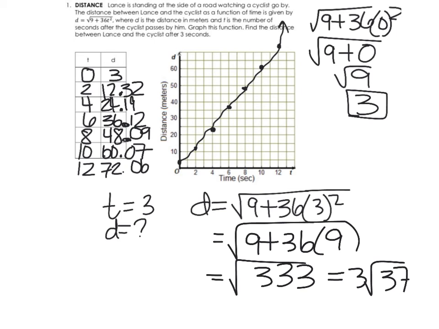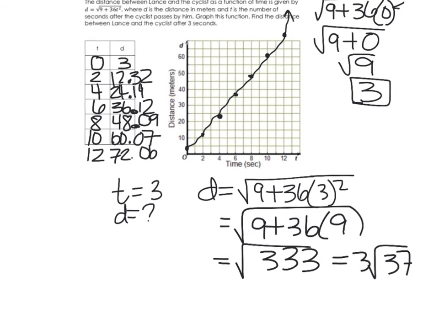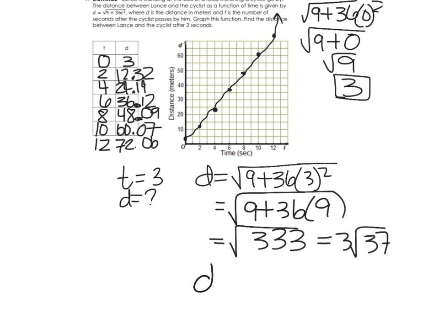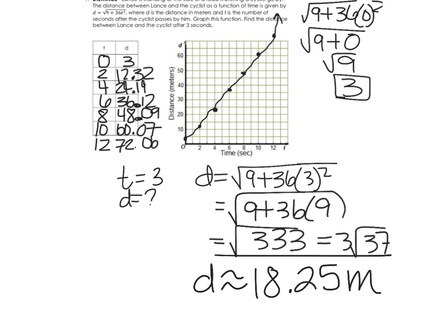Hold on, my calculator is acting up. 3 rad 37, and that would be, distance is approximately 18.25 meters. And if we're looking at our graph, that seems about right.